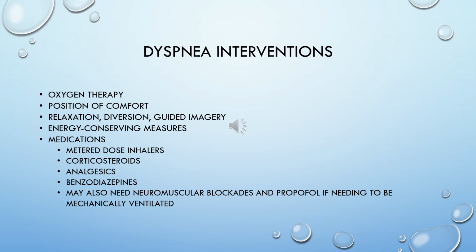Some of the medications, you may look at metered dose inhalers, some of the corticosteroids, some analgesics. You may actually have to give them some kind of benzodiazepine to help relax them. And then again, if you have to mechanically ventilate them, you're going to have to prepare them for intubation. So you're going to give them some medications that help relax them, put them out so they're not fighting the ET tube and the ventilator.